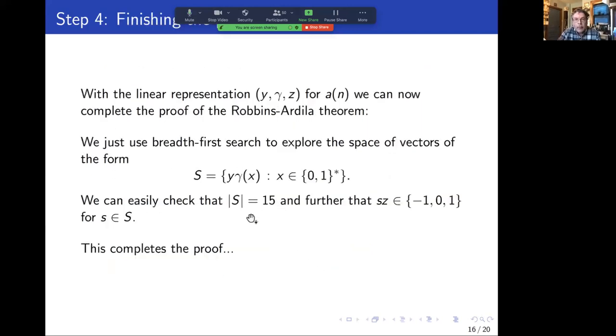Okay, so now we can complete the proof of the Robbins-Ardila theorem. We just use breadth-first search to explore the space of vectors of the form y gamma of x, such that x is in {0,1}*, and it turns out that this space is finite. It's of size 15, and furthermore, the entries of z are in {-1, 0, 1}. That completes the proof. So there we have a proof of the Robbins-Ardila theorem without doing very much work at all.